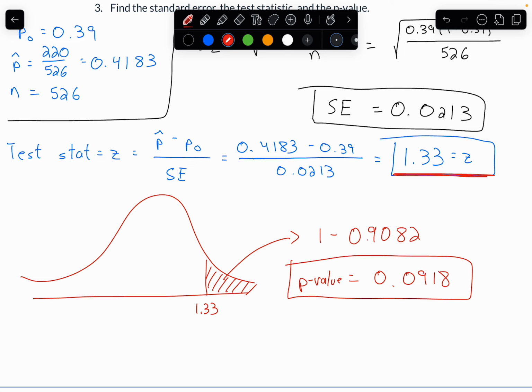So I have my p-value, I have my test statistic, I have my standard error. And in general, that's the order that you're going to find those in. You're going to start with your standard error, and you'll use that to find your test statistic, and then you'll use the test statistic to find the p-value. All right, let's move on to the last couple parts here.